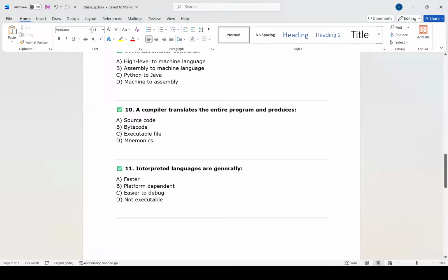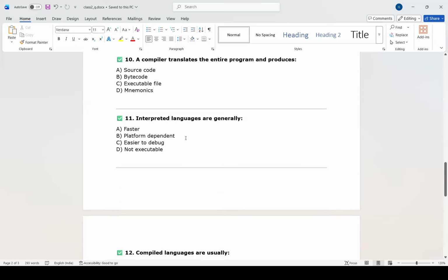A compiler translates the entire program and produces what? Please listen carefully. A compiler translates the entire program and produces an executable. Yes, very good. Executable file, because the executable file is the output of the compiler.